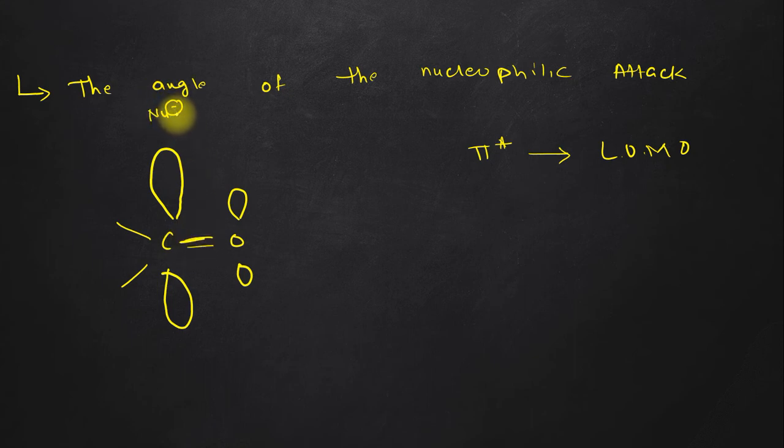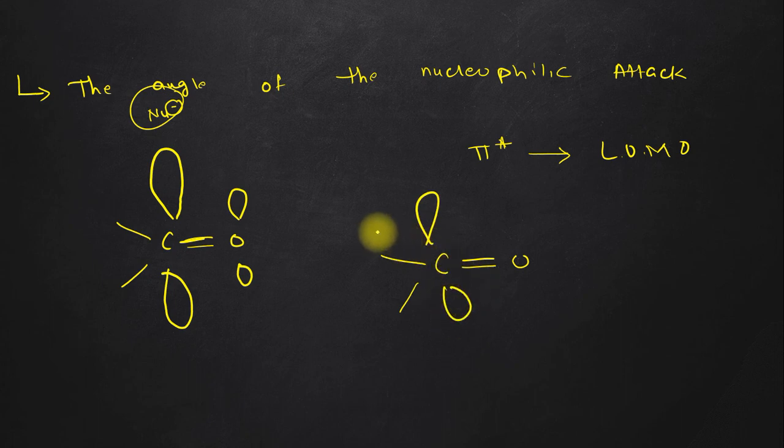Once again I am repeating, in order for the maximum overlap, this nucleophile should approach the carbonyl carbon from this particular side. But if it approaches from this particular side, then there would be repulsion between the electrons of the nucleophile and this particular pi electron cloud. So now there would be a compromise. This particular nucleophile is going to approach from the 107 degree.